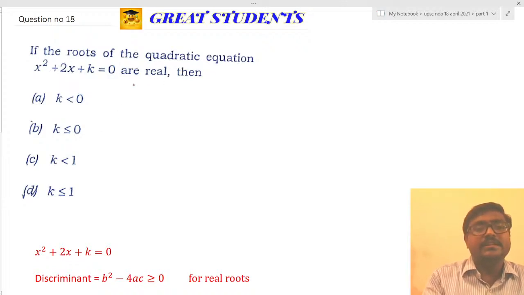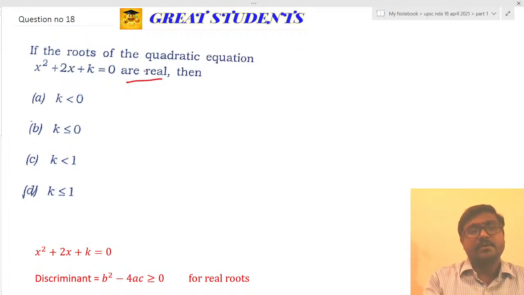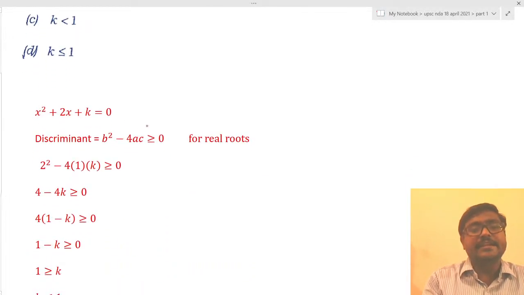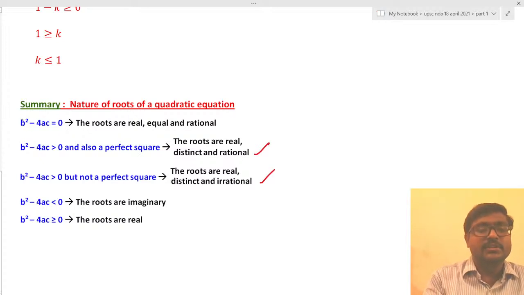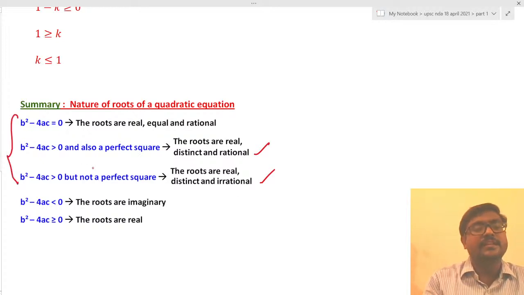Now the word real: for the roots to be real, we know that we will use the discriminant, right? Discriminant greater than or equal to 0 means it's real root. You might have studied this theory many times. Equal means two equal roots and also real. Greater than 0 means we will have a perfect square or not a perfect square. Anyway, we are going to get two distinct rational or irrational roots. So in both cases we are going to get real roots.